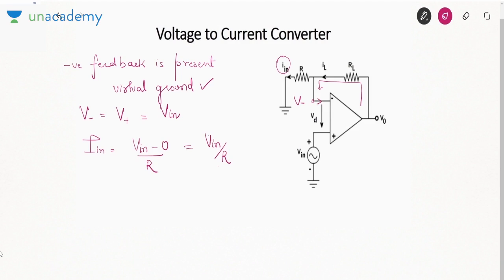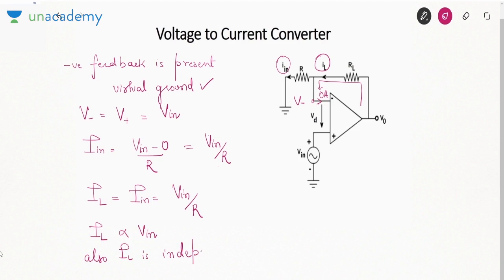We know that the input current to the op-amp is 0. So this IL will be equal to Iin. It is equal to Vin by R. So we can say that IL is proportional to Vin. Also, IL is independent of RL.